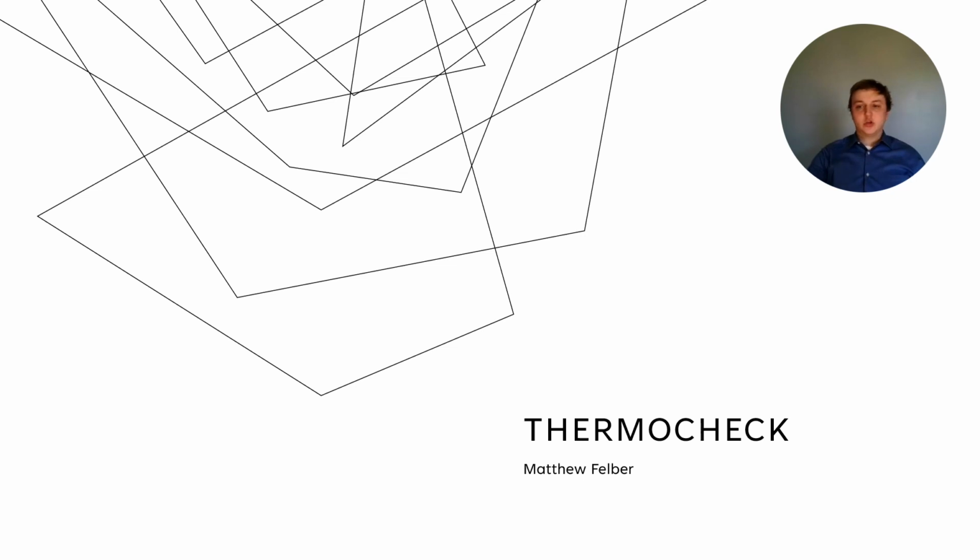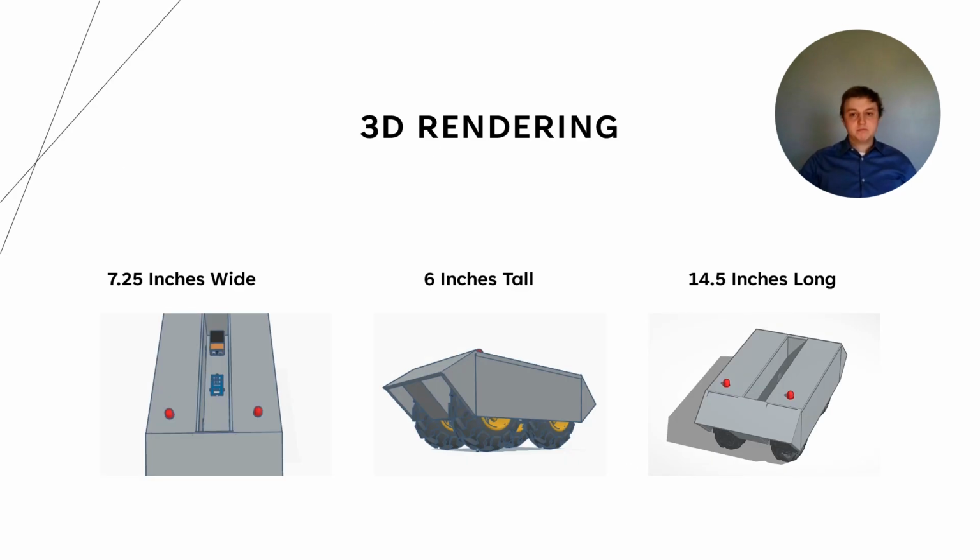I'll be presenting ThermoCheck by Matthew Felber. On this slide, we can see the CAD rendering of my robot. I chose to design it out of 3/16 stainless steel sheet metal. All exterior surfaces are 5/16 of an inch thick for optimal heat shielding. The robot includes oversized tires protected by shielding on the sides to allow it to traverse the vast majority of obstacles.